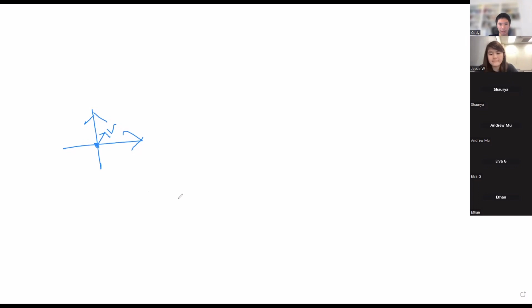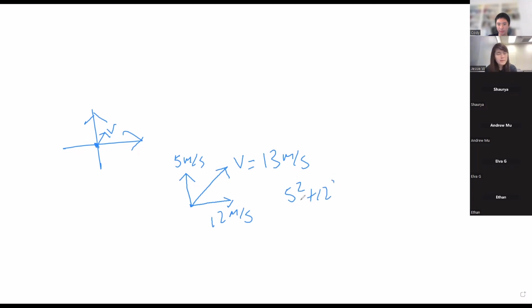So like say there's an object right here, and it's going in the y direction at 5 meters per second, but in the x direction, it's going at 12 meters per second, right? So then for its velocity, you'd have to do the Pythagorean theorem. Its velocity would be 13 meters per second, because 5 squared plus 12 squared is equal to 13 squared, right?